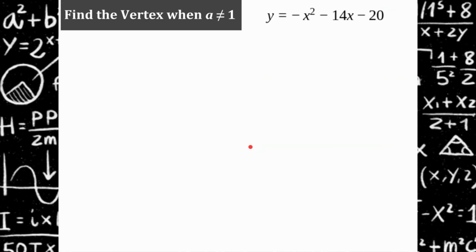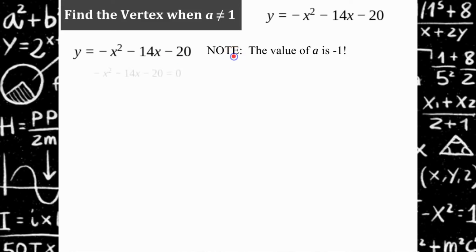Okay, so here we go. This is what we're going to do when we're finding the vertex using completing the square when a does not equal 1. So here we have -1. Now there's two ways of doing this. I'll do the one I prefer, and then I'll mention what the other one could be. So here we go, noting that the value of a is -1, we are going to set it equal to 0.